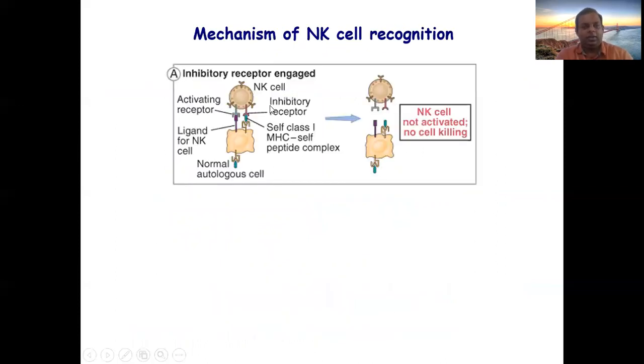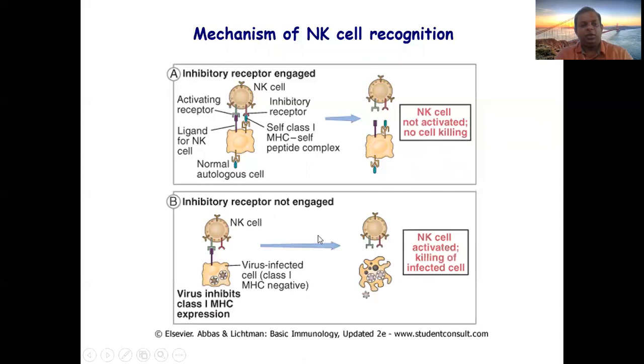In a normal or healthy state, a cell possesses proteins called major histocompatibility complex 1, MHC1. MHC1 is present on all cells. MHC2 is on antigen-presenting cells like macrophages and dendritic cells. So here MHC1 is there. In a normal healthy state, the NK cell comes and its inhibitory receptor binds and senses that it's normal. The flag is there, we are safe. The NK cell is not activated, no killing.